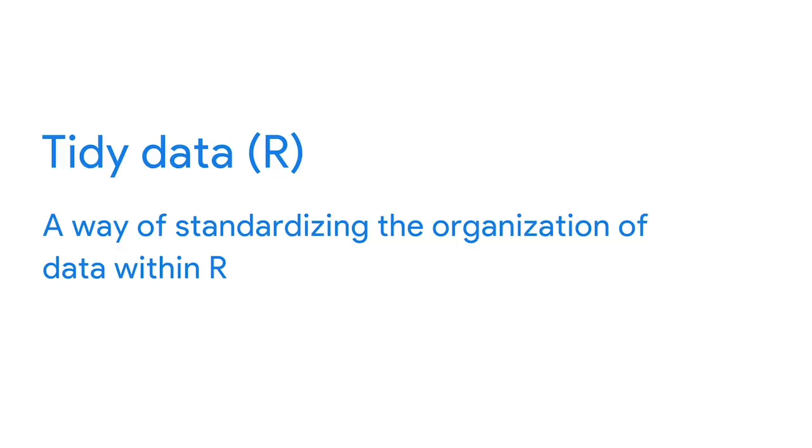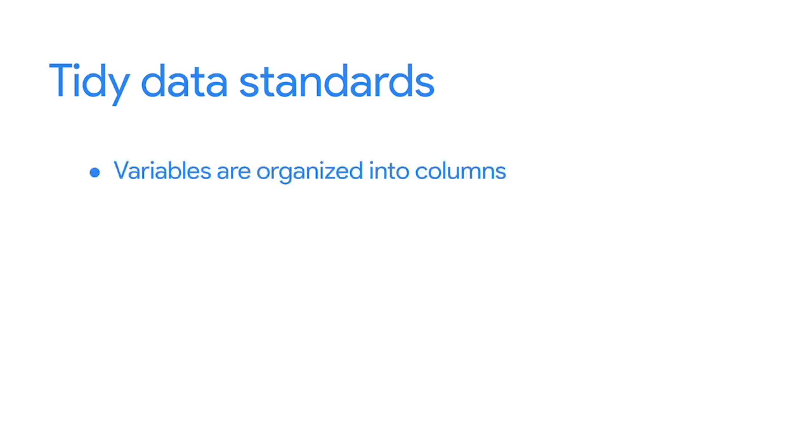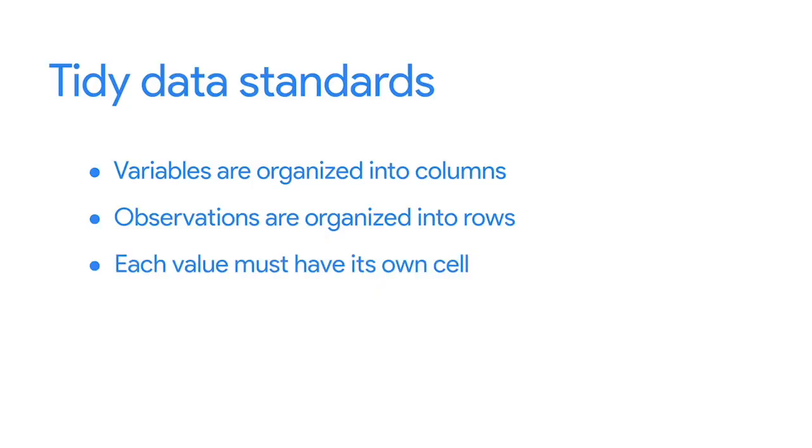Tidy data refers to the principles that make data structures meaningful and easy to understand. It's a way of standardizing the organization of data within R. These standards are pretty straightforward. Variables are organized into columns, observations are organized into rows, and each value must have its own cell. Now that you know a little more about data frames, let's start using them. Coming up, I'll teach you how to create data frames, add data to them, and expand them.